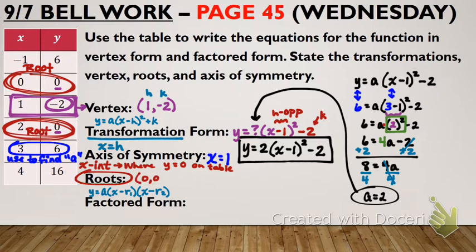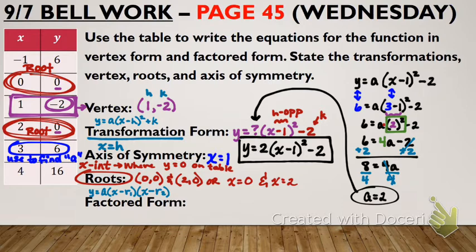So (0, 0) and (2, 0). Or depending on how they're asking for it, you could say x equals 0 and x equals 2, because the y part of the ordered pair is always a 0. So sometimes we write our roots as x equals, so that I know where they are on the x-axis.